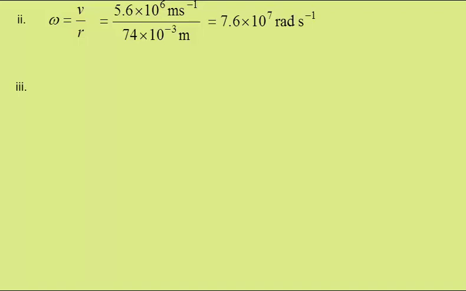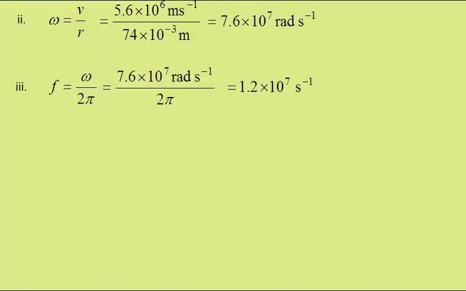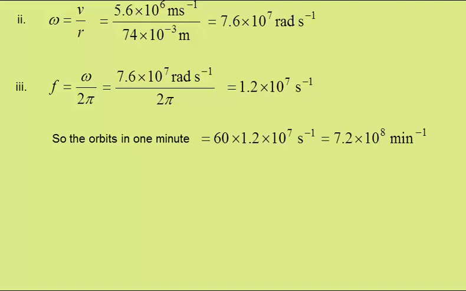In part 3, we need to find how many times the electron travels round the circle in 1 minute. Well, frequency is the number of times it travels round in a second. This is given by angular speed over 2 pi, which comes out at 1.2 times 10 to the 7 per second. So the orbits in 1 minute will be 60 times this, at 7.2 times 10 to the 8 orbits per minute.